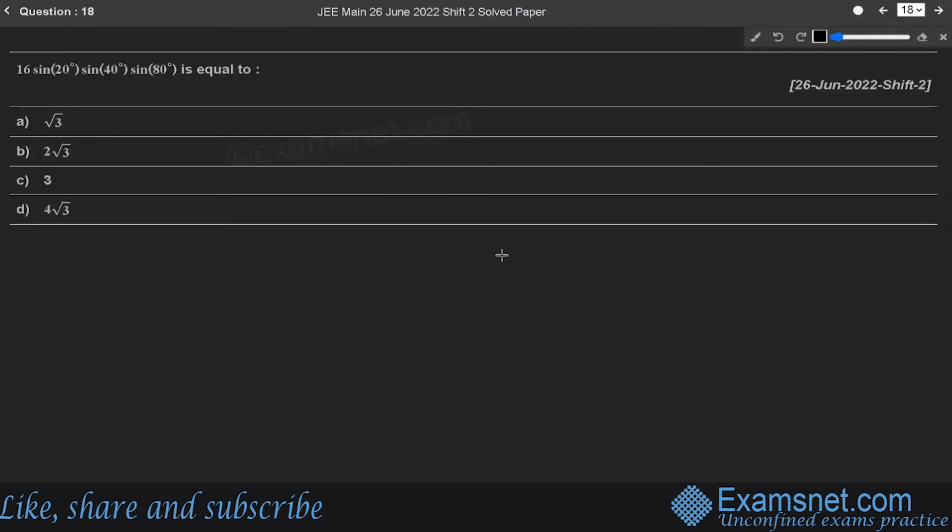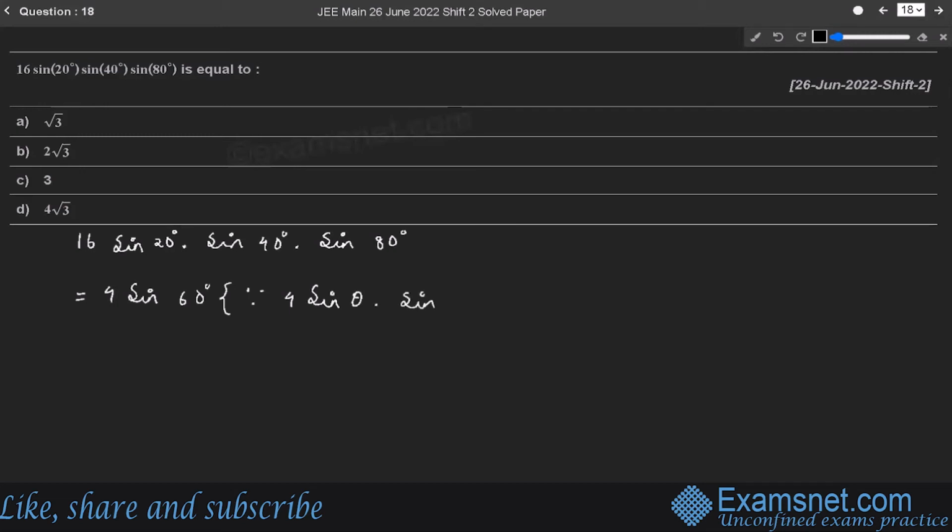Next question is 16 into sine 20 degree into sine 40 degree into sine 80 degree is equal to. This can also be equal to 4 sine 60 degree, since 4 sine theta into sine (60 degree minus theta) into sine (60 degree plus theta) equals sine 3 theta. So this will be equal to 2 root 3, because 4 into sine 60 is 2 root 3. Hence we can say that the correct option is option number B here.